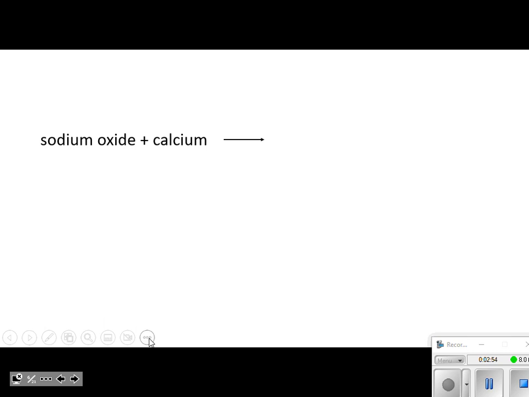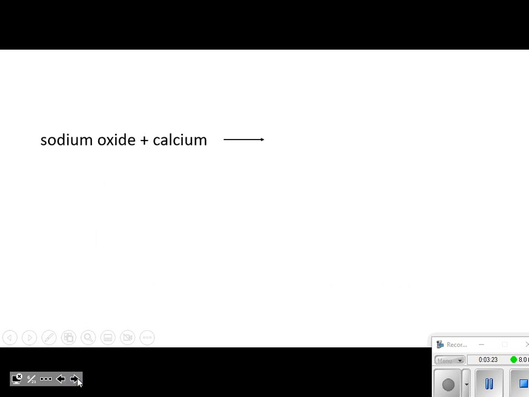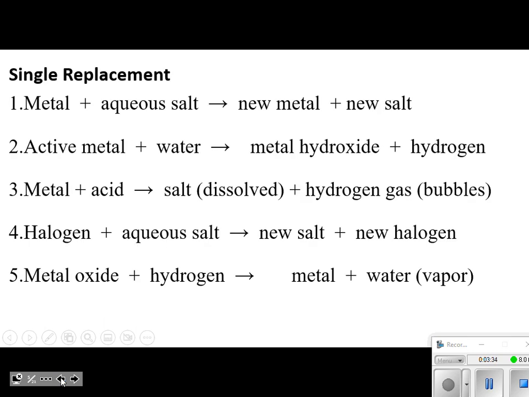Sodium oxide plus calcium. So go ahead and copy that in your note. Now, the first thing we need to do is determine which type of single replacement this is. So I have basically a metal oxide and a metal, correct? A metal oxide, okay? So that's a salt. That's ionically bonded. And calcium is a metal. So when I go back, I look and I say, okay, a metal and an aqueous salt.